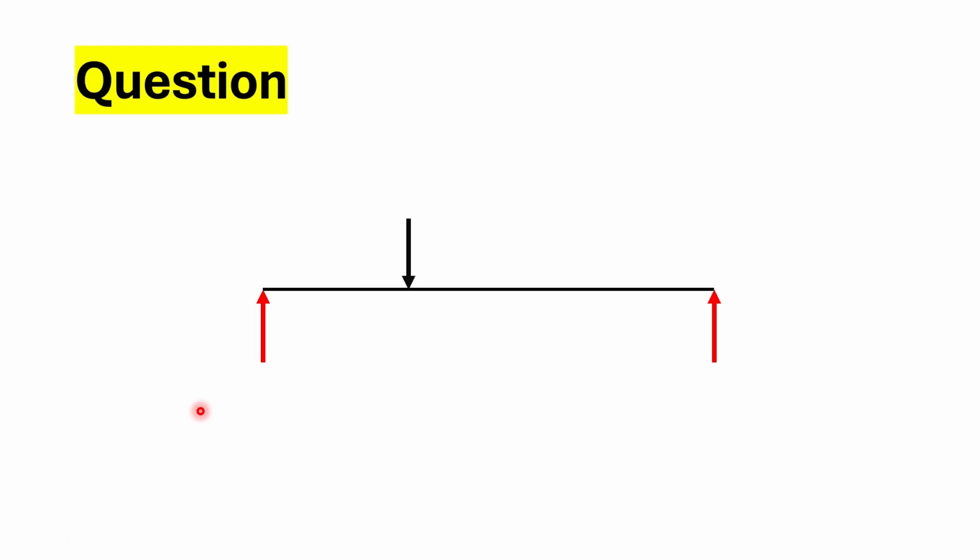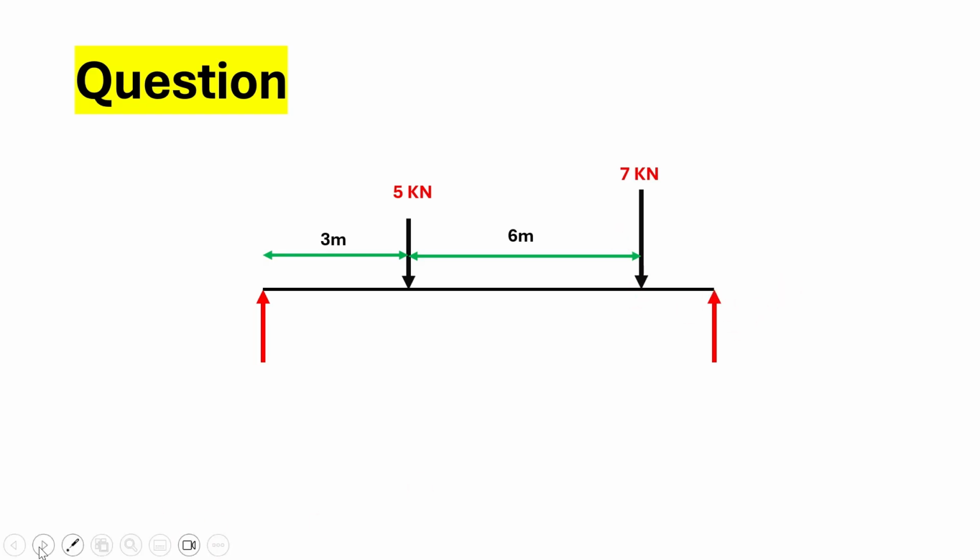So we have the free body diagram of the question. We have the beam and we have the support action and the applied loads acting downward having the intensity of 5 kN and 7 kN, and we have the distance from this support action to this load, which is 3, and the distance between the two loads is 6 meters, and the distance from this load to this support action is 1 meter.